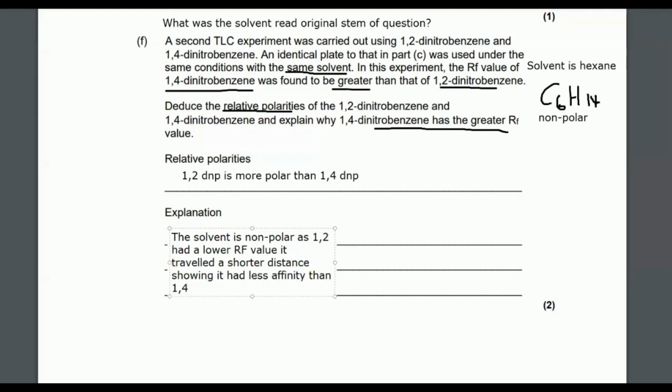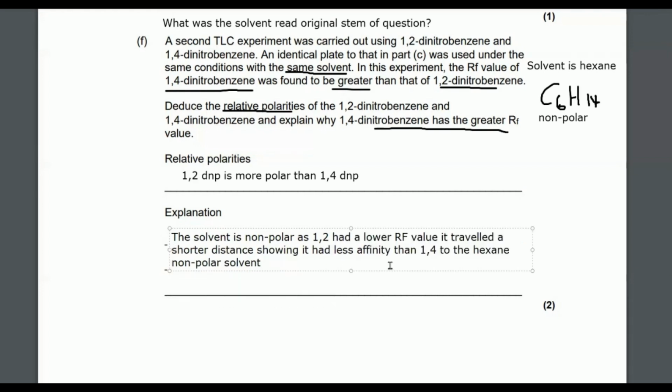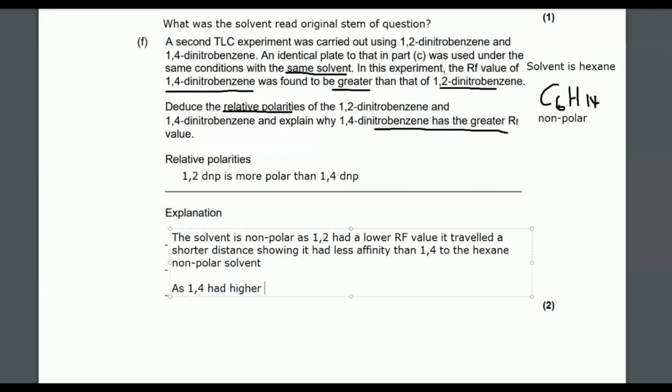Okay, so explanation here. The solvent's non-polar. As 1,2-dinitrobenzene had a lower RF value, it traveled a shorter distance, so showing it had less affinity for the solvent. That means that it doesn't like non-polar things. It prefers polar things, which means that 1,2 DNB is more polar than 1,4. 1,4 preferred the non-polar solvent, hence why it moved further, had a greater RF value because it had greater affinity for the non-polar solvent than 1,2 did. And that means that 1,4 is more non-polar in its characteristics.